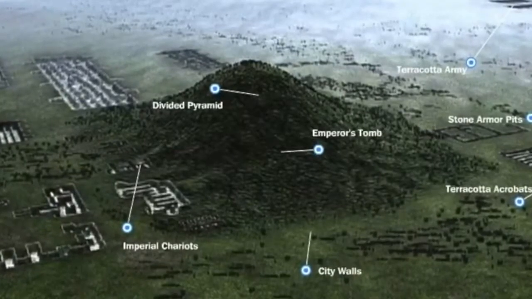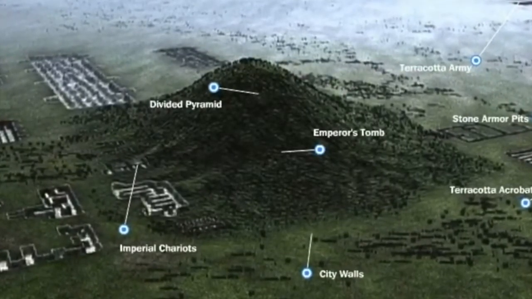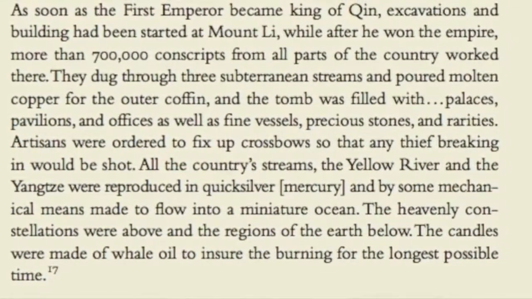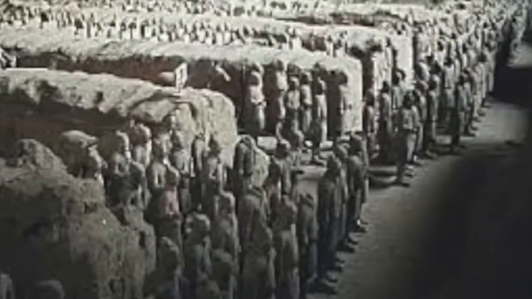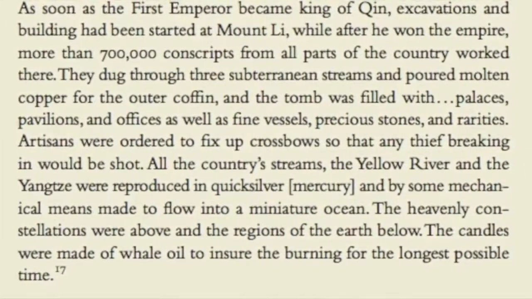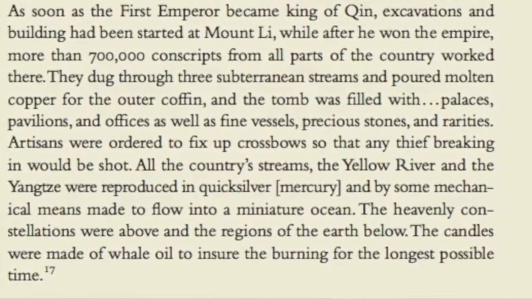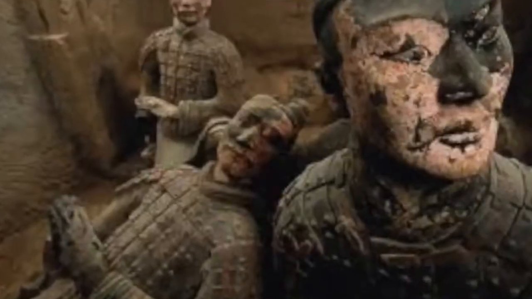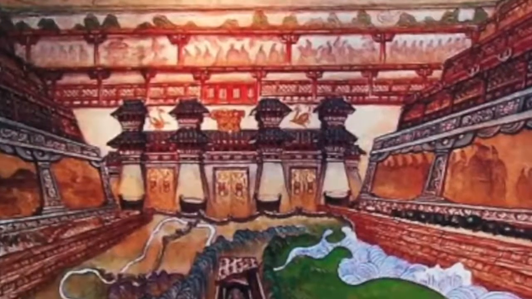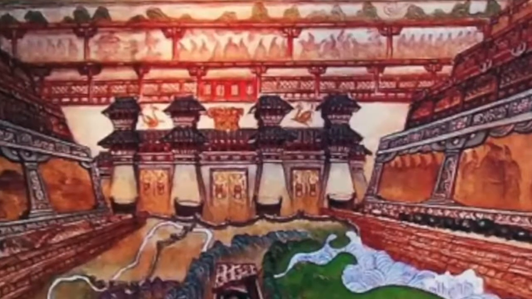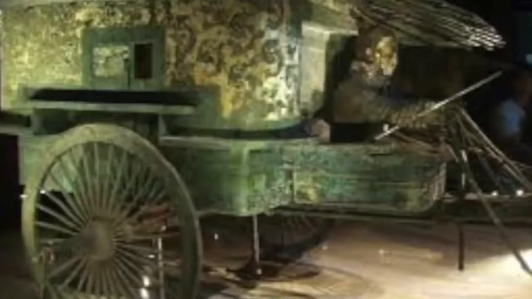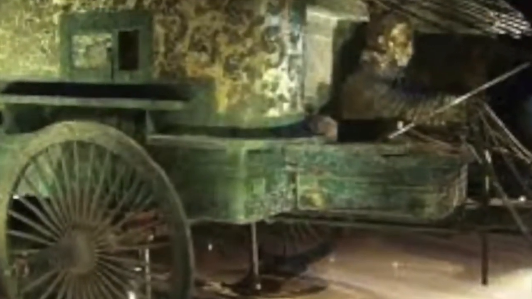One historian in the 1st century talked about this amazing undertaking, and he said the following. As soon as the first emperor became king of Qin, excavations and buildings had been started at Mount Li. After he won the empire, more than 700,000 conscripts from all parts of the country worked there. They dug through the 3 subterranean streams, pouring molten copper for the outer coffin, and the tomb was filled with palaces. These are full-size palaces, full-size pavilions, some of them half-size as well, and offices, as well as fine vessels, precious stones, and rarities. Artisans were ordered to fix up crossbows so that any thief breaking in would be shot.